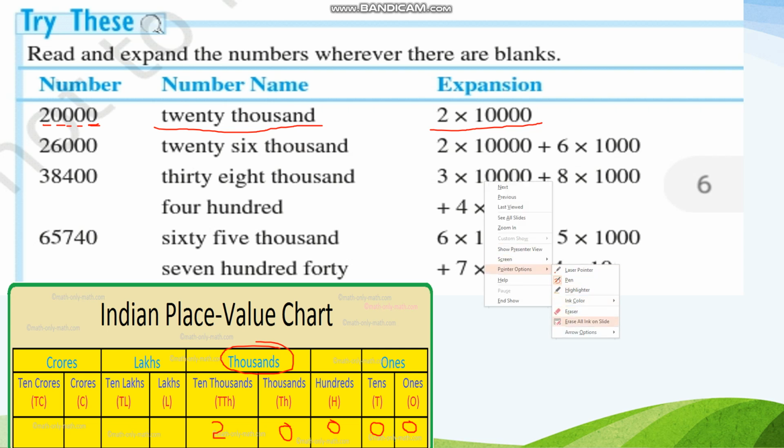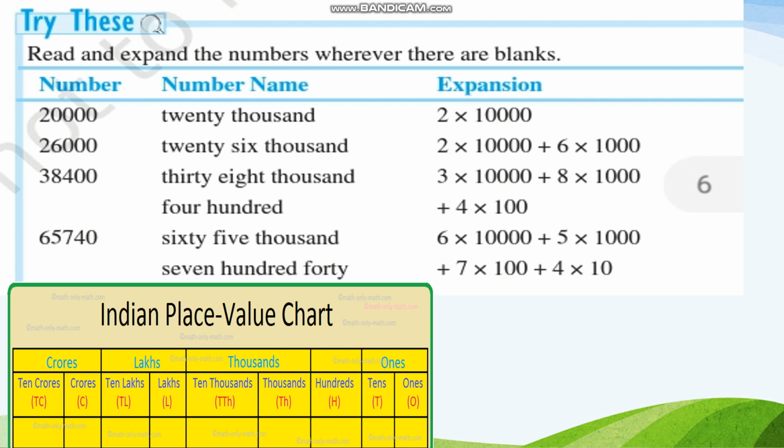Here the second number is 26,000. So arrange this number also in the place value chart. It is 0, 0, 0, 6 and 2. Okay. So ones, tens, hundreds, thousands, ten thousands. We arranged the number in the place value chart. Now read it. Yes, ten thousands and thousands together read as thousands period, isn't it?